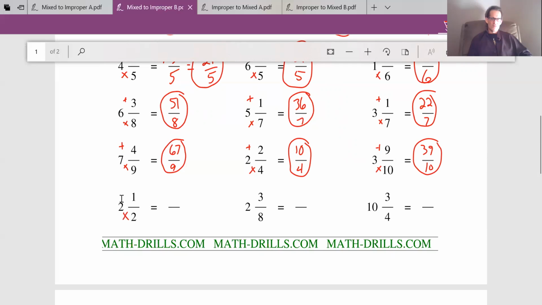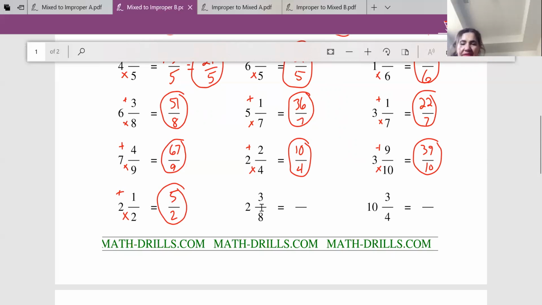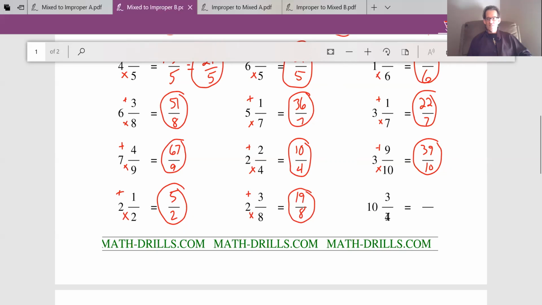2 and 1/2. 2 times 2, 4 plus 1 is 5 over 2. 2 and 3/8. I have 2 times 8. That'll be 16. Plus 3 is 19 over 8. And 10 and 3/4, 43 over 4.